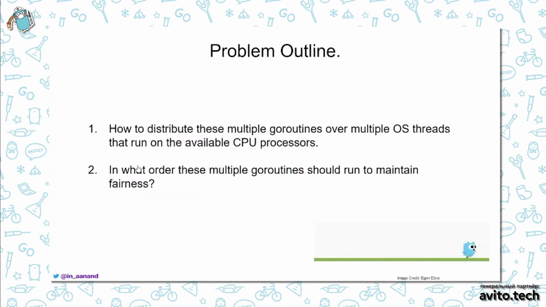Now that we have two problems, let's outline our problem first. In any scheduler, we will have to distribute these multiple goroutines over multiple operating system threads that will run on the available CPU processors, and also decide in what order these goroutines should run to maintain fairness. The rest of our discussion will mostly be about solving these problems specific to Go design and how the Go runtime scheduler solves this problem currently.